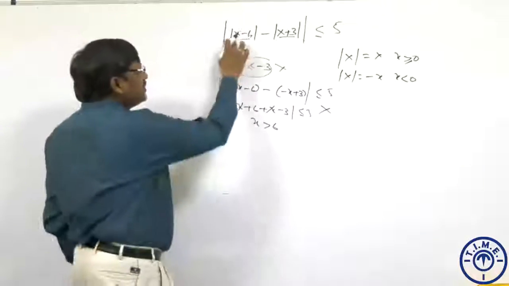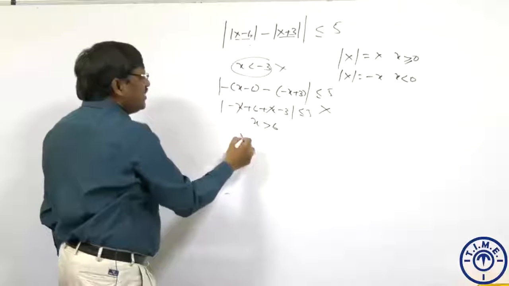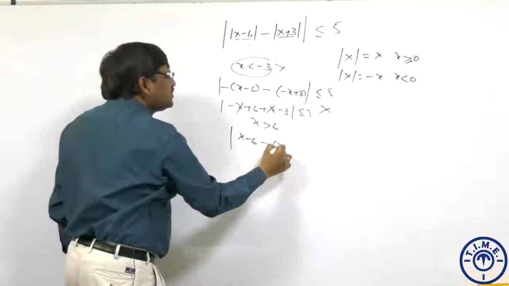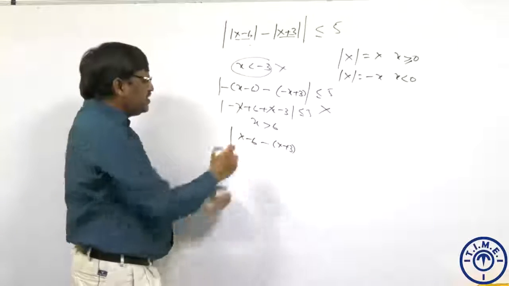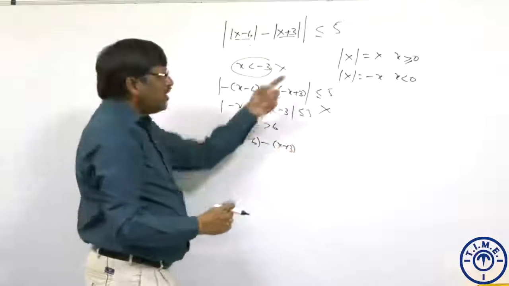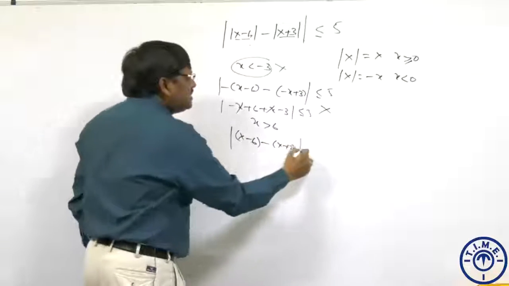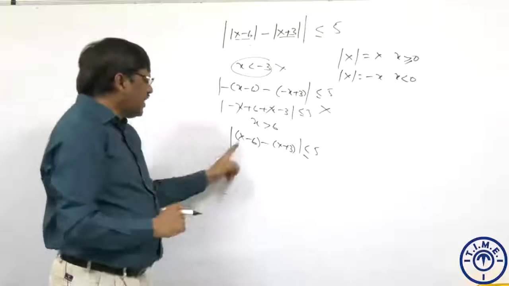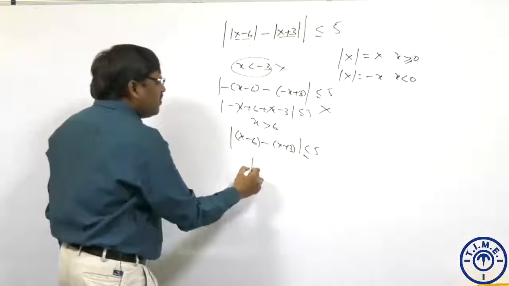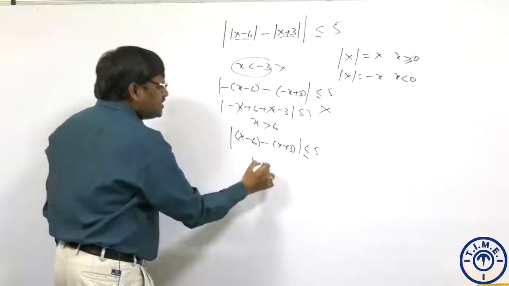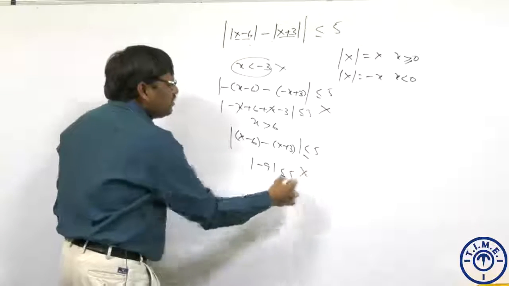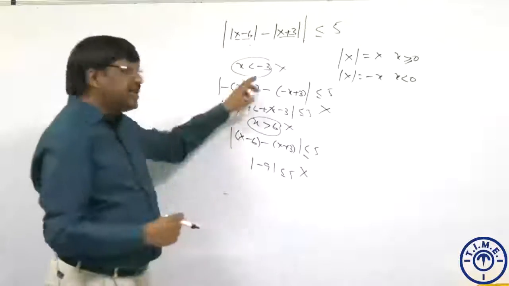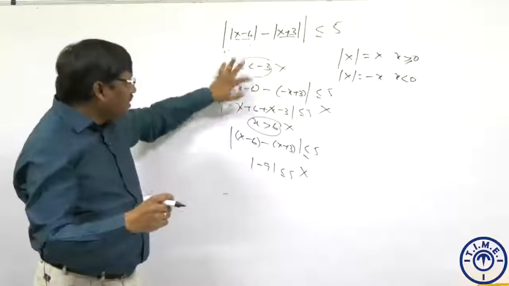If I substitute, what happens here? Mod of x minus 6 will be x minus 6. Mod of x plus 3 will also be x plus 3 because this is also greater than 0, hence mod of x is less than or equal to 5. So, friends, here x minus x gets cancelled again. Mod of minus 9 is less than or equal to 5 is again not possible because x is getting cancelled. So, x cannot be greater than 6. x can neither be less than minus 3 nor greater than 6.